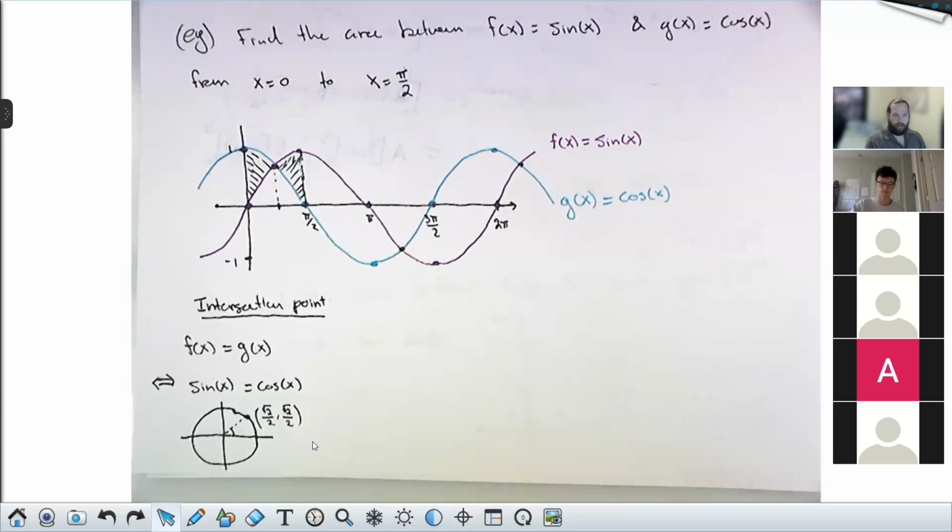Let's see something in chat. Yeah, I have two correct answers. One came as a DM. We've got 45 and pi over 4. 45 degrees is correct.